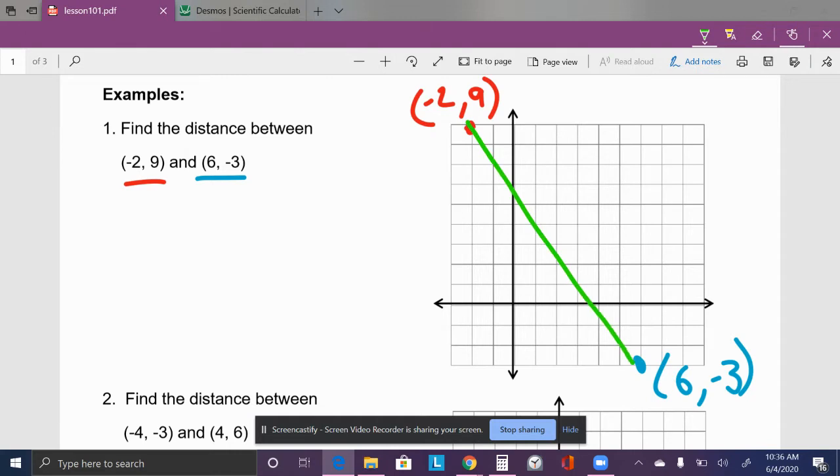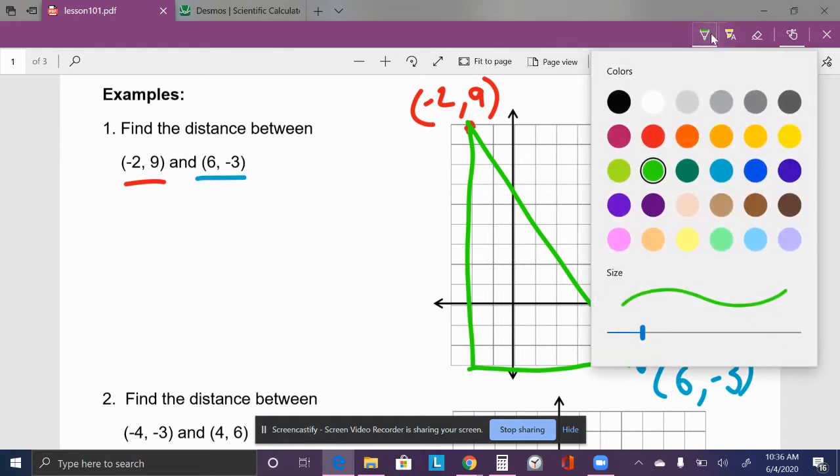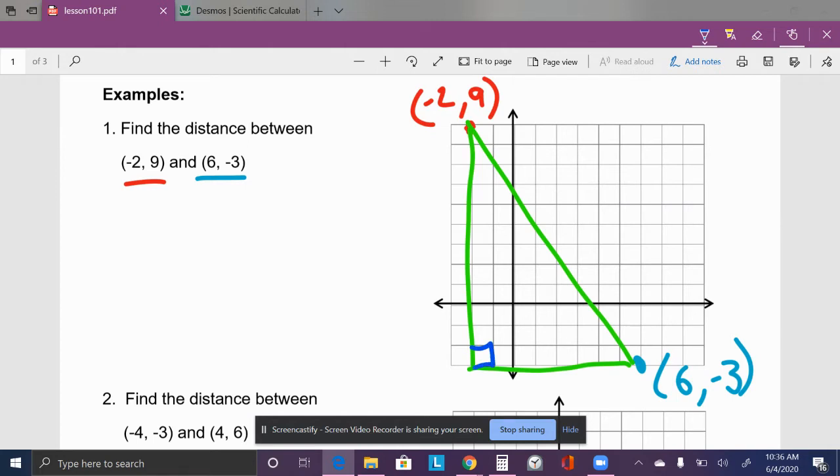But what I want to do is create a right triangle. And you could actually do that. You could go down here and over here. I don't like that line. Let's try it one more time. Down, over. There's my right triangle. Okay, we have a right triangle. Here's my 90-degree angle. This is my hypotenuse.